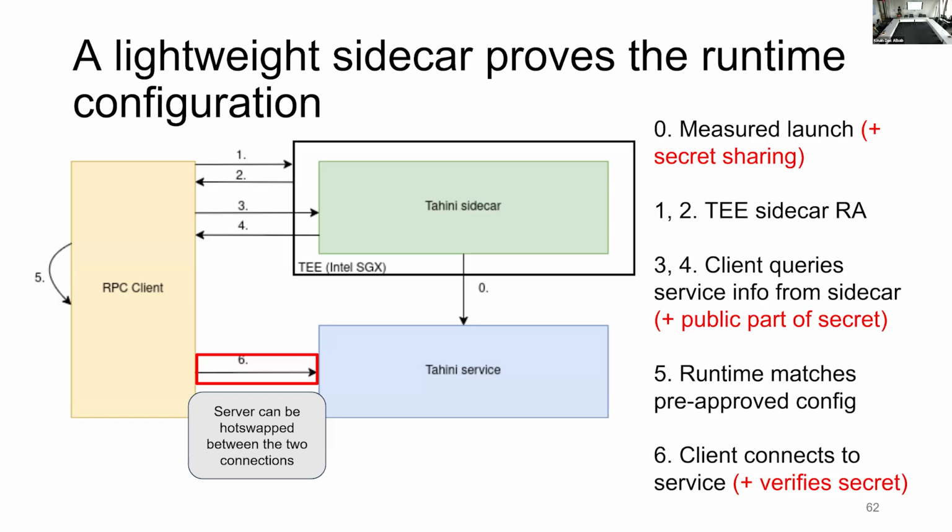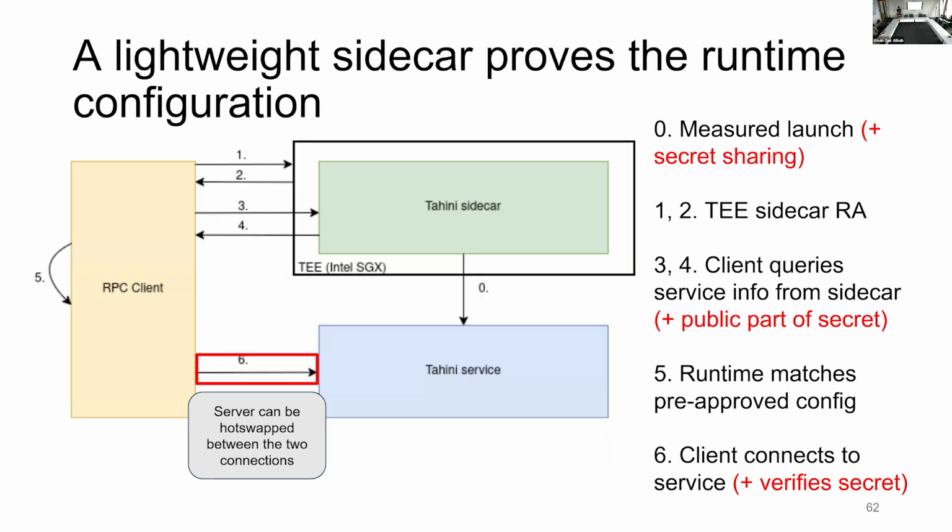So the sidecar is a lightweight component, minimal to audit, and you know the hash of it in its entirety. The threat model of Tahini is that we trust the OS, and so we also trust the control path that allows the sidecar within a TEE to launch a process on the host platform.